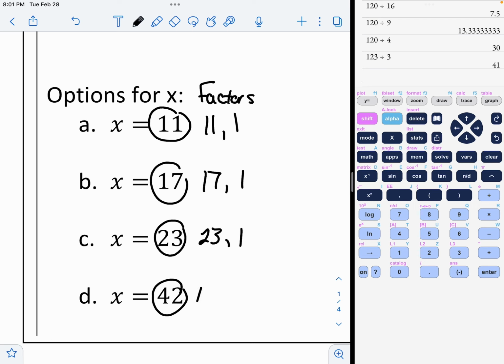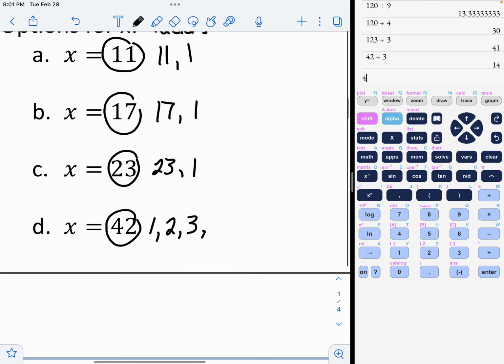1, 2, I think even 3, right? Doesn't it divide by 3? Mm-hmm. 3. Not 4, 5, but 42 divides by 6. 7, and as we go through the list, let's see, what do we get? Oh, 14, right? And 2 times 21. And then, of course, 42.